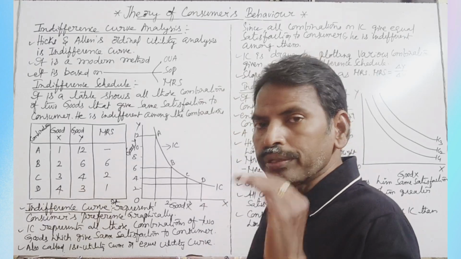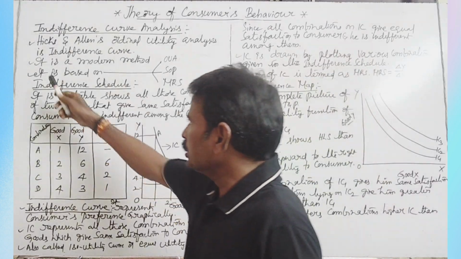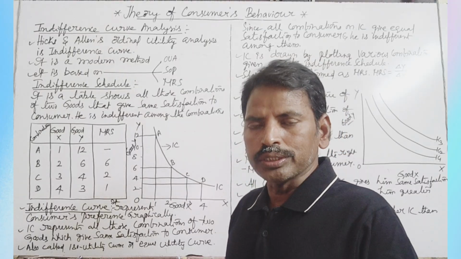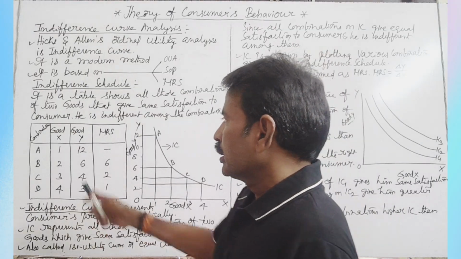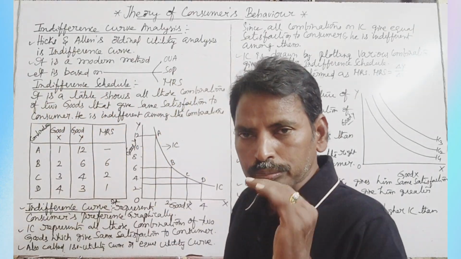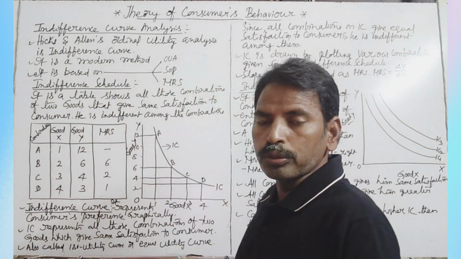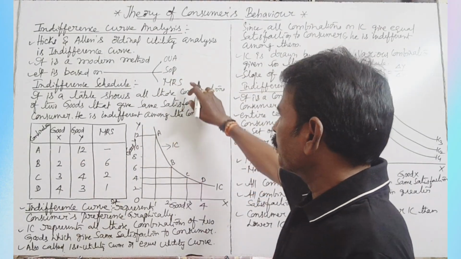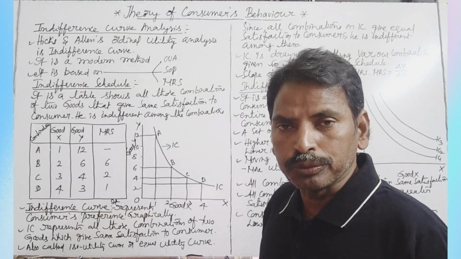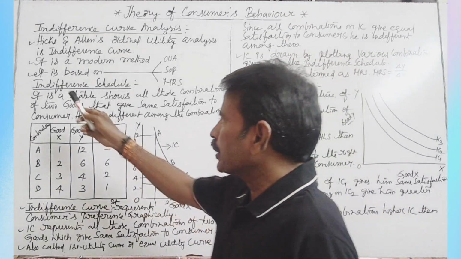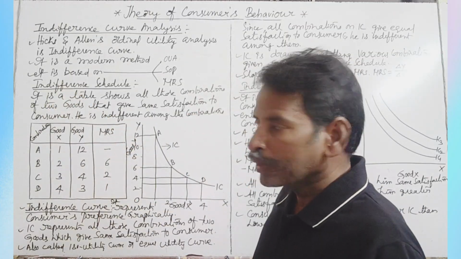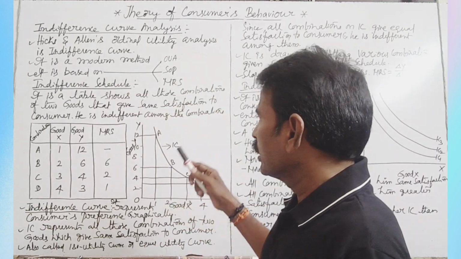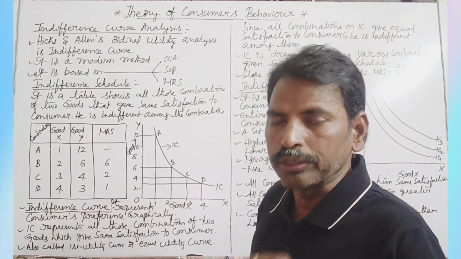So, indifference curve analysis is a modern method. Indifference curve analysis is based on ordinal utility approach, scale of preference, and marginal rate of substitution.